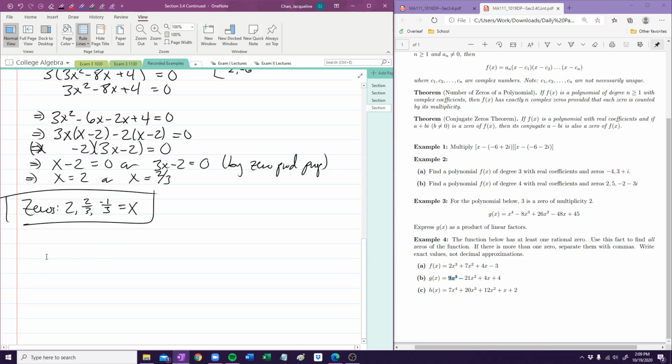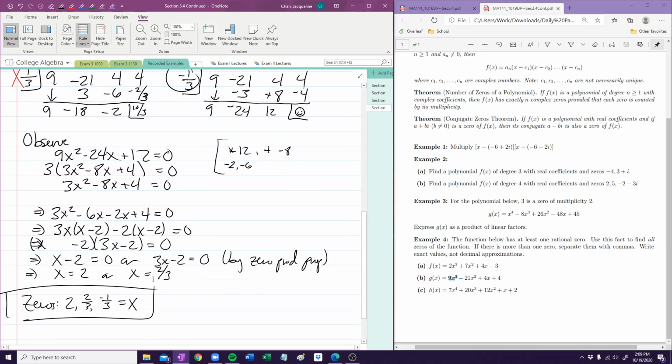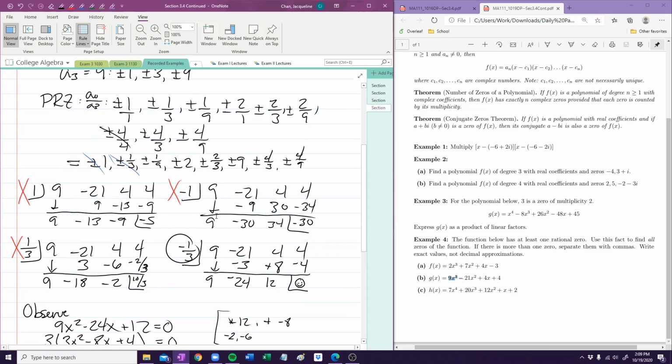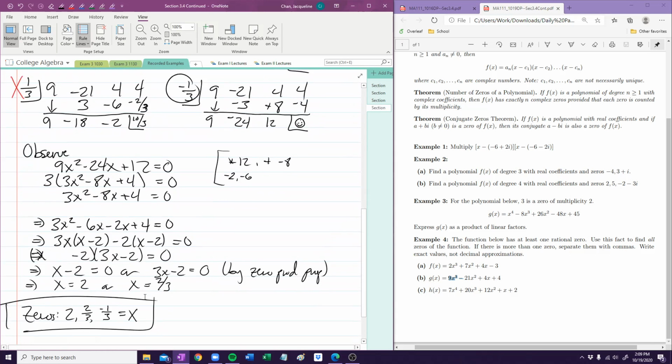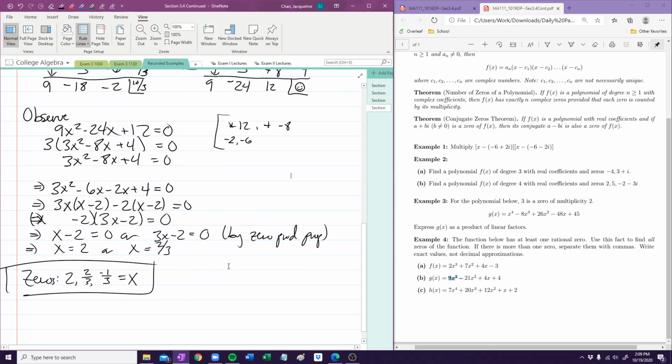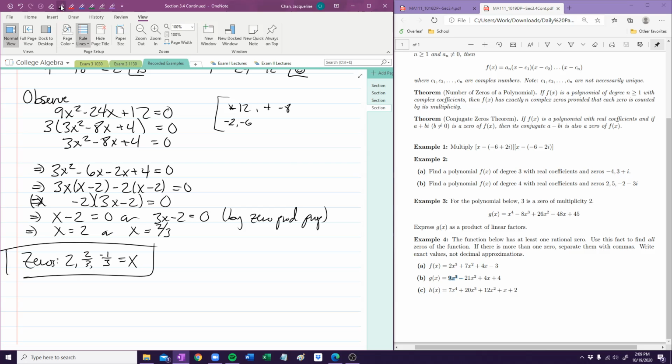All right. So now, and again, like if you wanted to, instead of doing fractions, if you didn't want to deal with fractions, you could have tested positive 2, okay, and 2 would have been a 0, and then you would have found 2/3 and negative 1/3 by factoring. All right. So, but lastly, let's do part C.